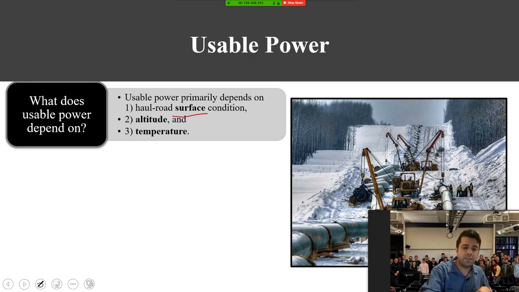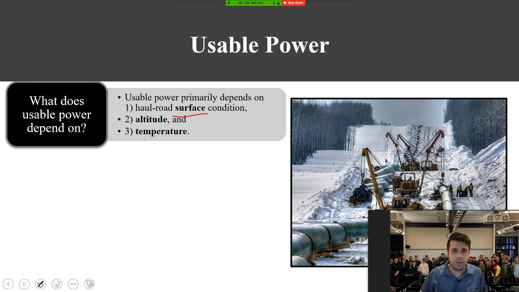Obviously, surface condition is a big factor. By surface condition, we mean both rolling resistance and grade resistance. If it is level, or if there is a grade, or if it is soft, or if it is tight, if the machine is moving on a compacted surface, which is very stable, or on a very soft surface, and other factors. So surface conditions, the first factor.